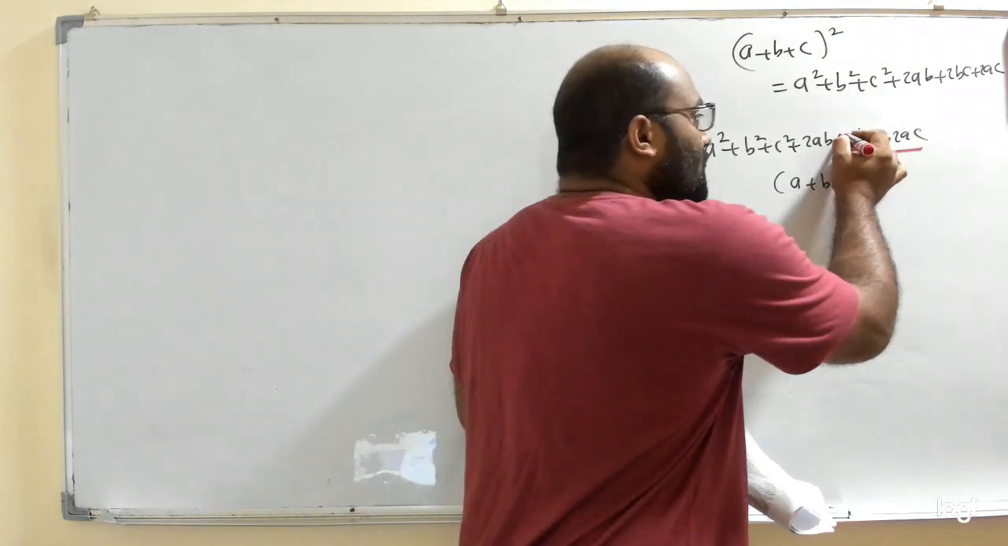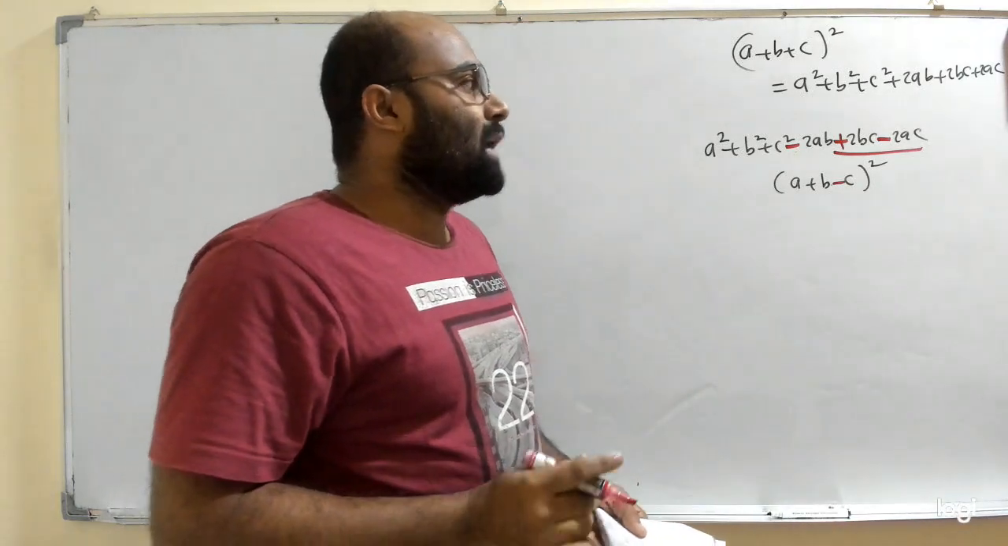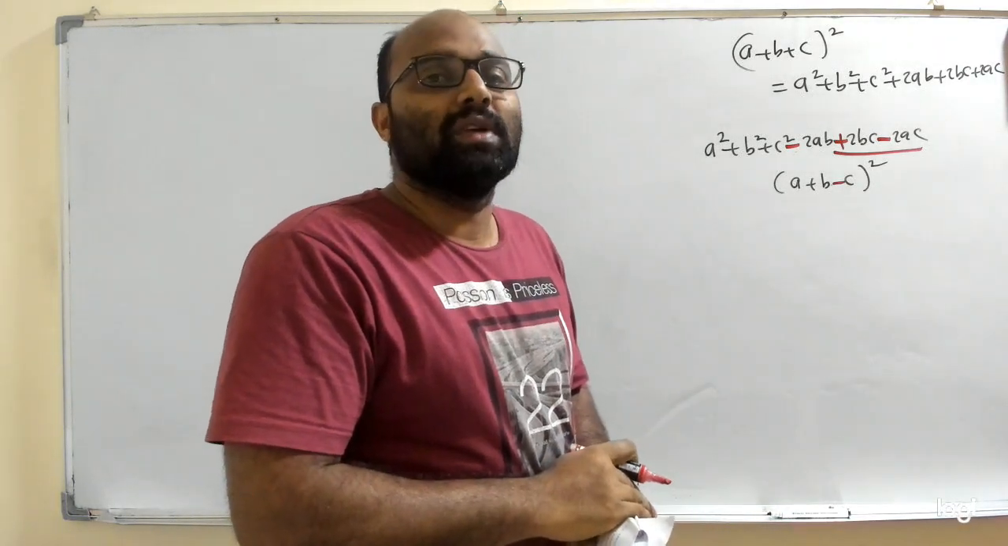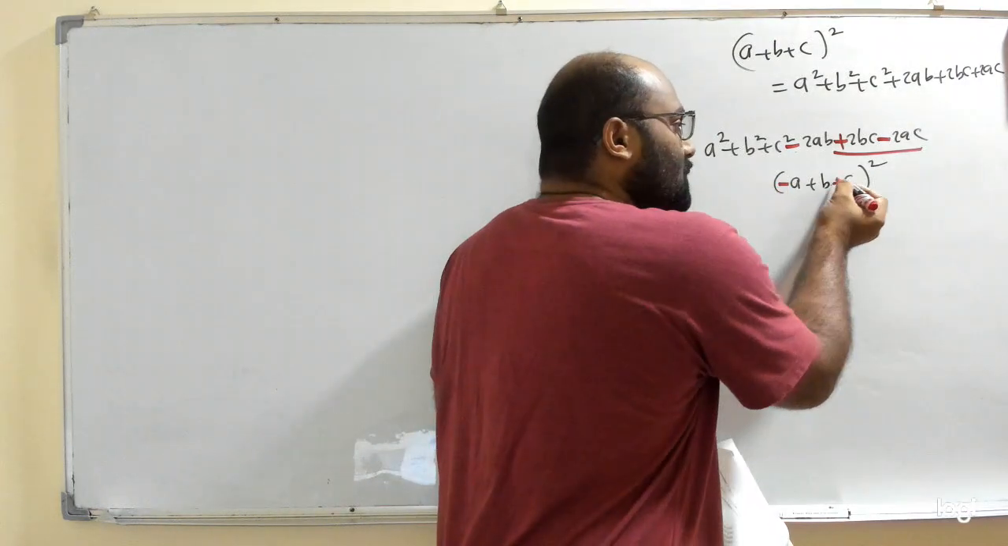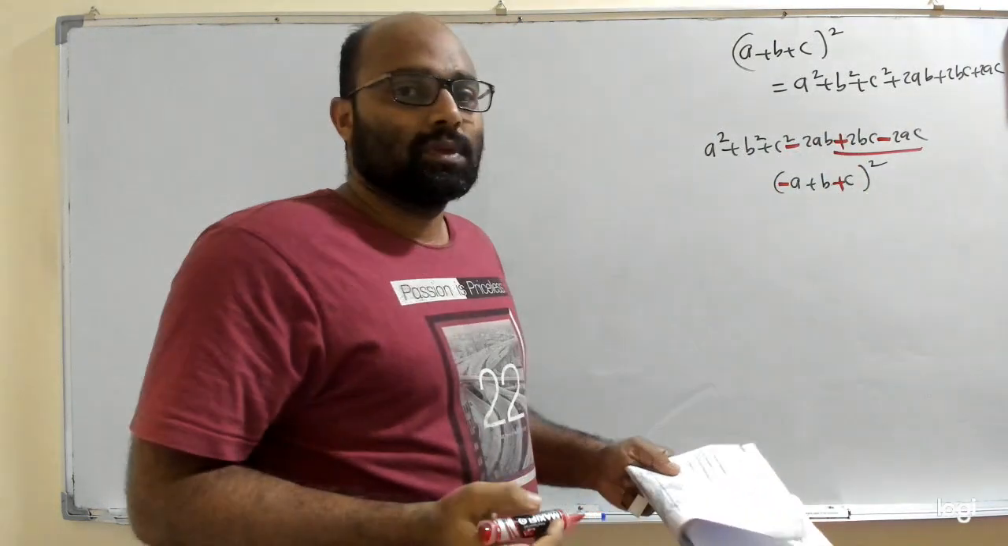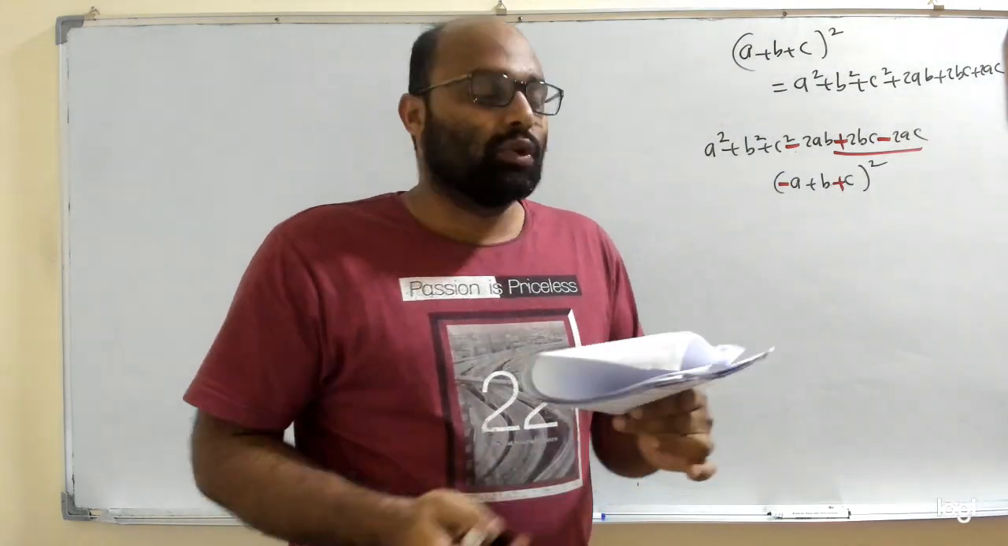Suppose instead of this one, a minus sign here. Minus 2ab and minus 2ac, which variable is common? You can see a is common, so a will be negative, all others will be positive. I hope you understood it. It's a grade 9 topic only. So please write the question.